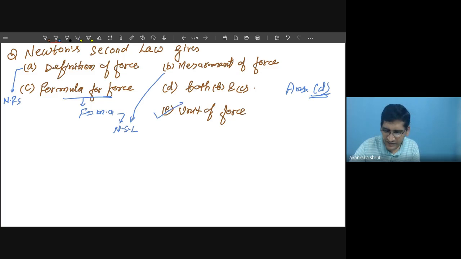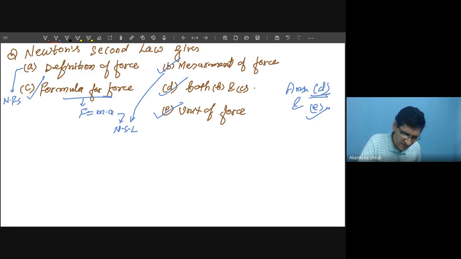If E is there, then E is also correct. Okay, students? So this way we are getting the unit of force, measurement of force, and formula for force. Getting now? This thing you have to take care of. So this was all about our Newton's second law. Now let us go for Newton's third law.